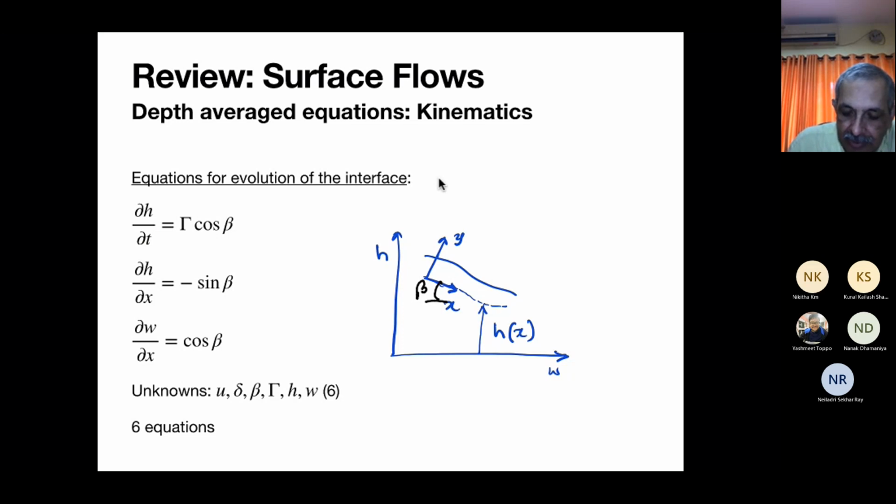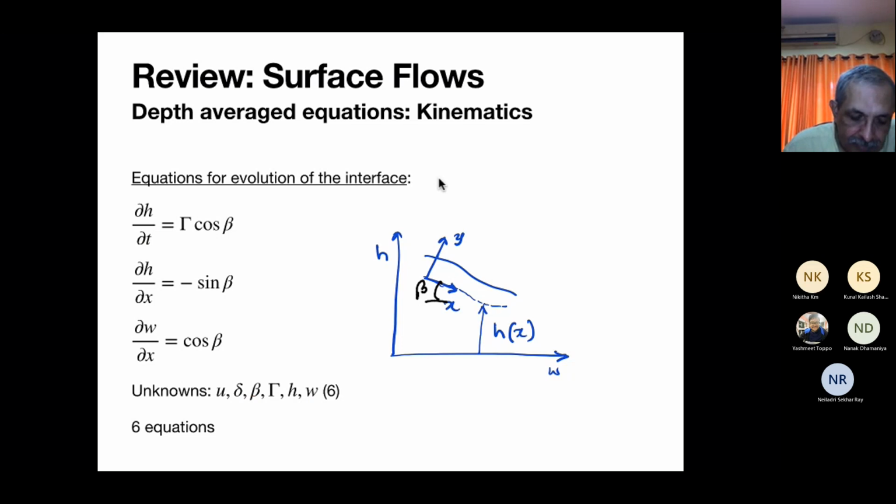And then we have other geometric parameters. I had made a mistake in the previous class. So you have dH by dx is equal to minus sine beta, which was what I put down. And then I put dH by dy, but actually what it should be is dW by dx should be cos beta.